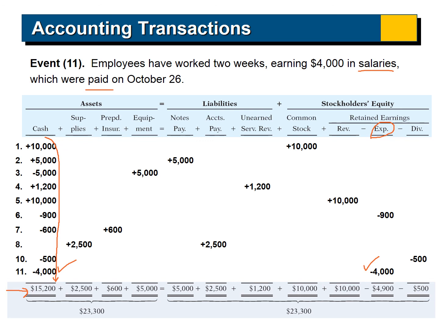Then remember the accounting equation here. So the equation means that the left side of the equation has to balance the right side. So if I add up everything on the left side of the equation, everything over here, that gives me 23,300. Then add up everything on the right side of the equation, that also is 23,300. And so it balances out. And so this is a good check to make sure you did everything correctly.